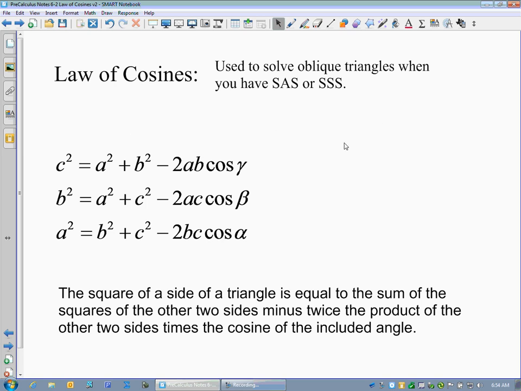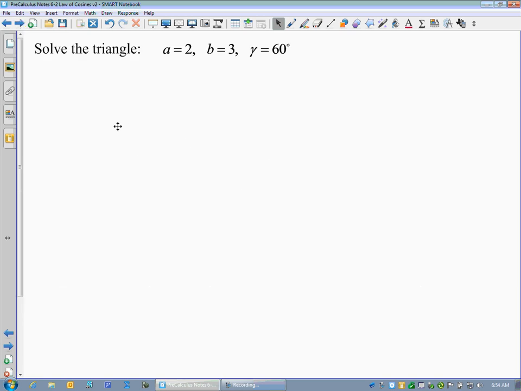All right, now let's take a look at an example and see how we can use this to solve triangles. We're asked to solve the triangle where a equals 2, b equals 3, and gamma equals 60. So notice how gamma is the included angle between a and b, so we have side-angle-side. Or you could think of it as, I know gamma, but I don't know c, so I don't have that angle-side pair, therefore I must use the law of cosines.